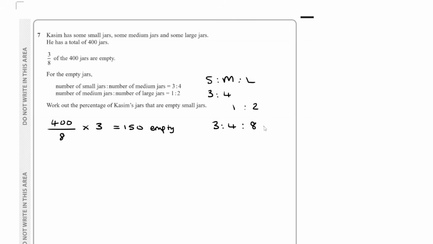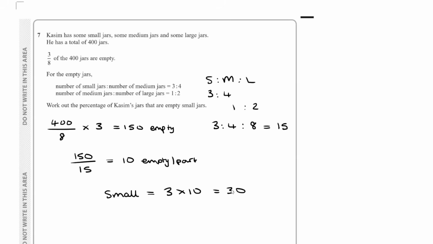Now, I'm just going to share out the ratio and find out the small side. So we normally add together the number of parts in the ratio, which is 15. We would then divide the number of empty jars we have by 15, so that gives me 10. So that tells me that there's 10 empty jars per part of my ratio. Now, obviously I just want to know small, don't I? I don't really care about the rest of them. Small, there's 3 parts, so 3 times 10, 30. So now I've got the exact amount of small jars.